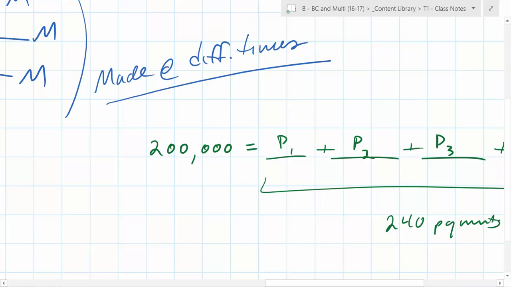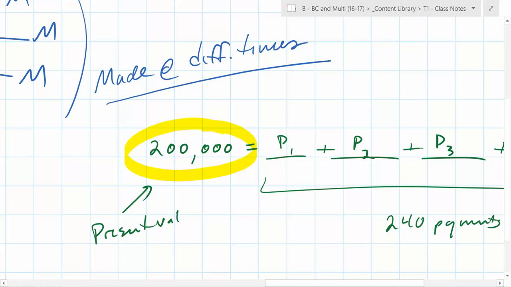Because what is 200,000? It's a present value. So we want to add up the present value of each of the payments. And when you add up all the present values of the individual payments, it should add up to what? $200,000. Are you with me so far? 200,000 is the present. We're looking at it from right now.